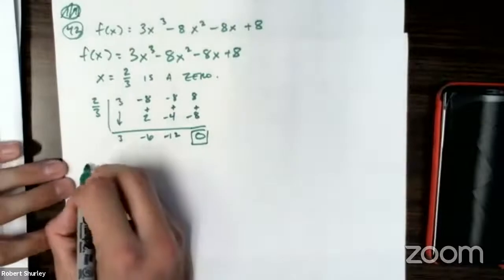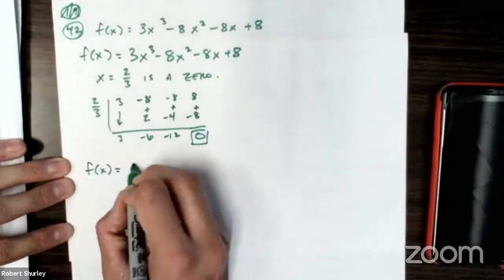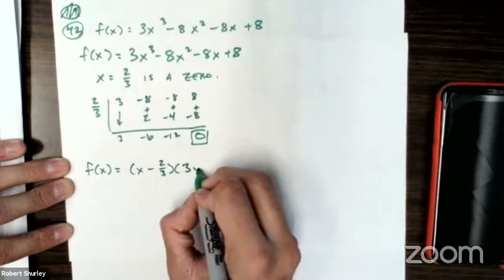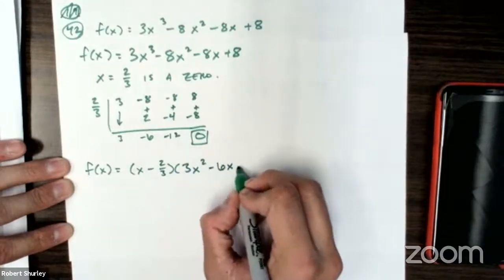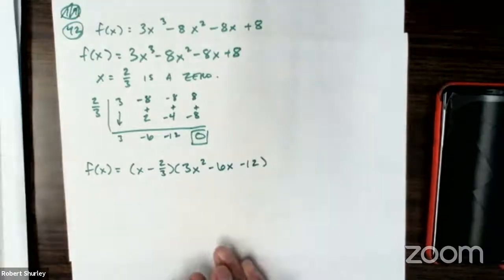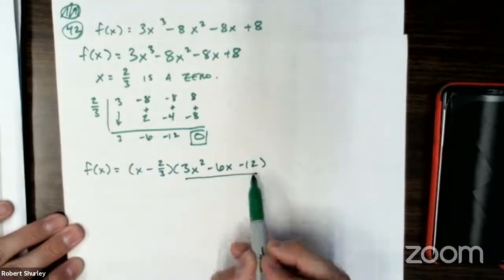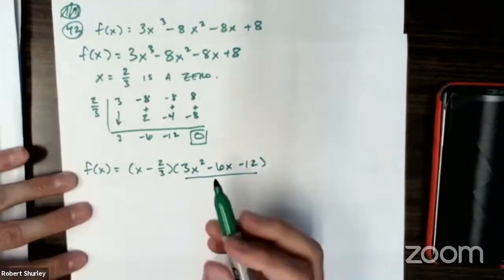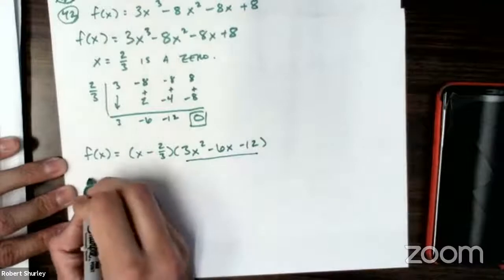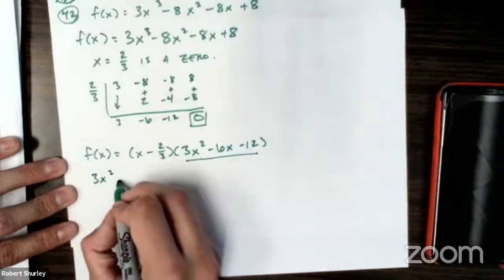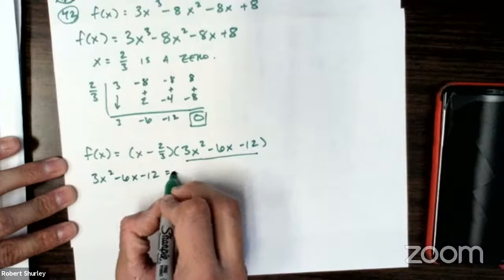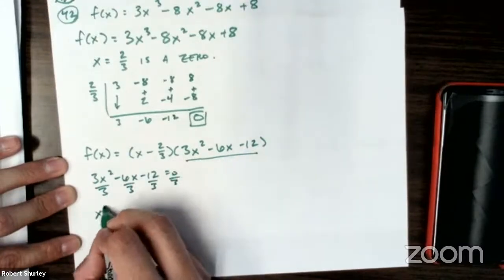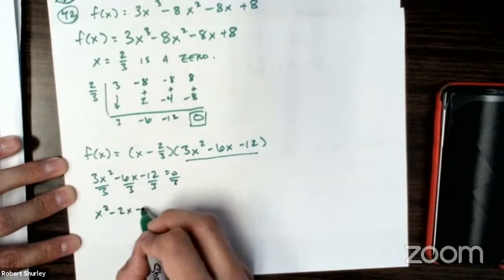We knew that was going to happen. But let's look and see what we have. We actually have x minus 2/3 times 3x squared minus 6x minus 12. We can use a quadratic calculator to find the last two. We'll probably just have to use the quadratic formula again. So 3x squared minus 6x minus 12 equals 0. Divide everything by 3. x squared minus 2x minus 4.